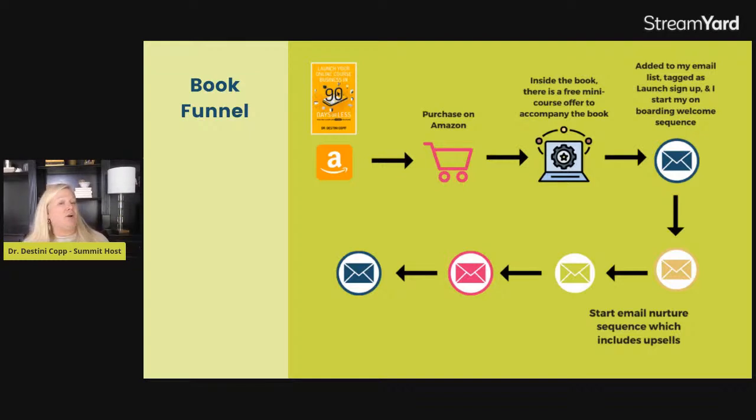And again, here, just like the AppSumo Marketplace, you're using other people's audiences to get leads into your business, right? So with Amazon here, they're searching for whatever topic they're searching for on Amazon related to online courses. They run across my book. They purchase it on Amazon, and then from there, inside that book, and I make it very clear in the Amazon description there, but inside that book, there is a free mini course offer that accompanies the book.